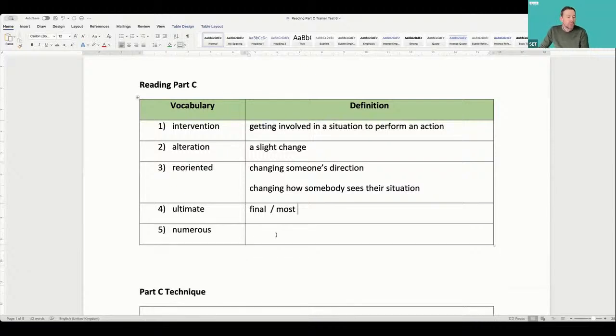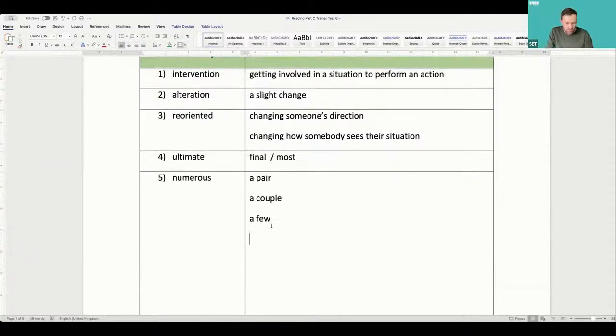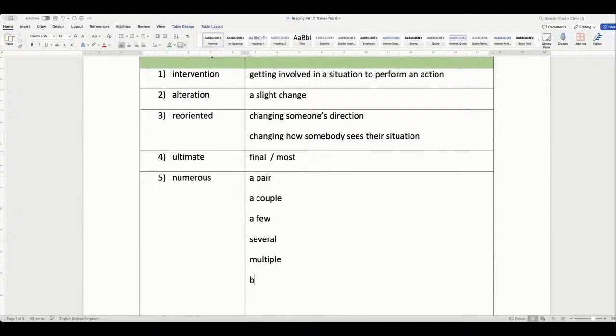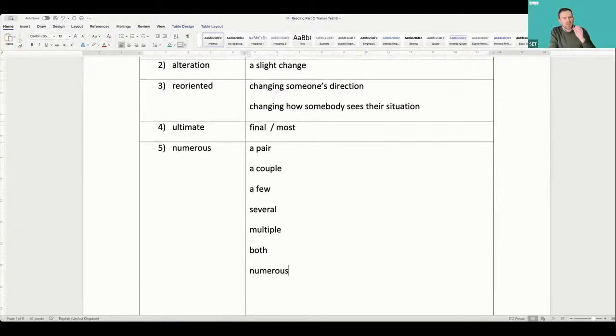So the ultimate reward for science is the Nobel Prize. Yeah, I like it. Numerous. This is a really interesting word, because you've got a few words in English that refer to numbers without saying numbers. So you've got a pair, a couple, a few, several, multiple, both. Both is a weird word. And we've got numerous.